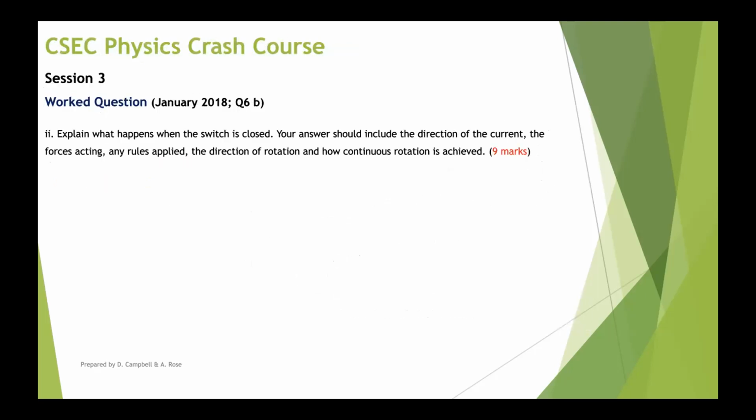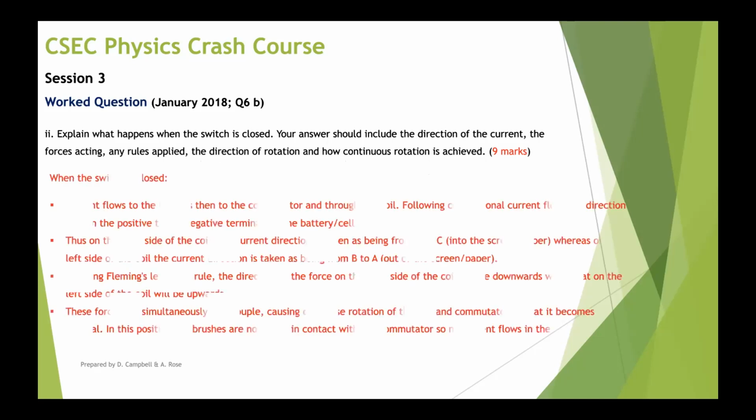Now, the same diagram, you're asked to explain what happens when the switch is closed, and we need to include the direction of the current, the forces acting, any rules applied, the direction of rotation, and how continuous rotation is achieved. So basically for 9 marks, we need to discuss or explain in detail everything that happens in order to cause the motor to keep moving how it ought to.